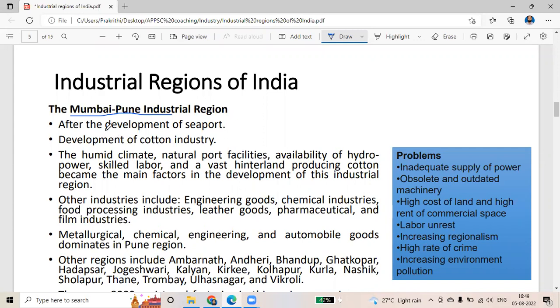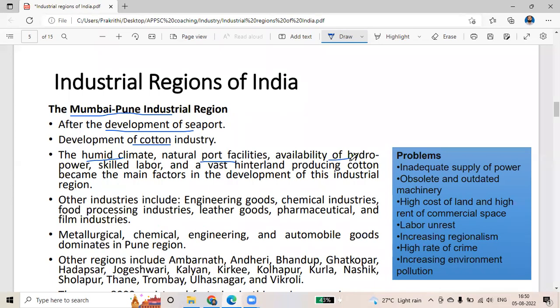First one is the development of seaport. After the development of seaport and the development of cotton industries, the Mumbai-Pune region has started growing as an industrial region. Other favorable conditions: the humid climate. अच्छा climate है. So humid climate, enough rainfall भी मिलेगा. So there is presence of water. Natural port है उसी area पे.